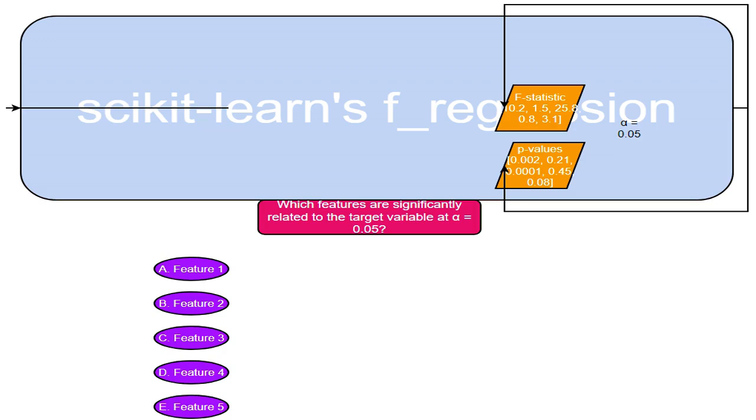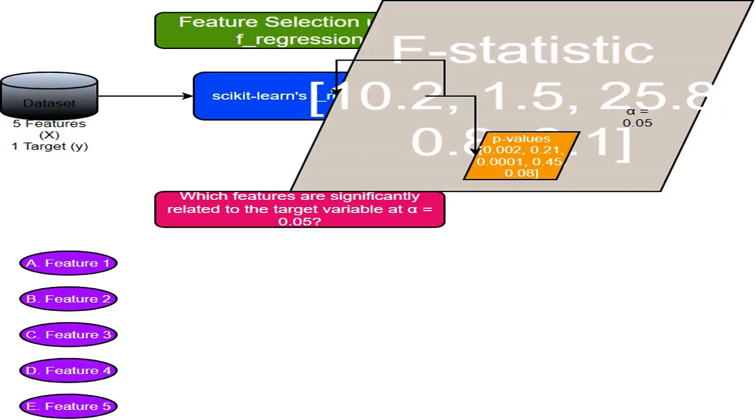I'm using a statistical tool called f_regression from the scikit-learn library. It helps me figure out which features are most important for predicting the target. It does this by performing individual linear regressions of each feature on the target variable and computes statistics for each. These are the F statistics.